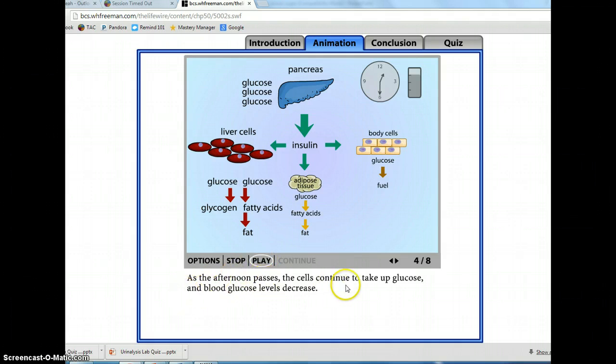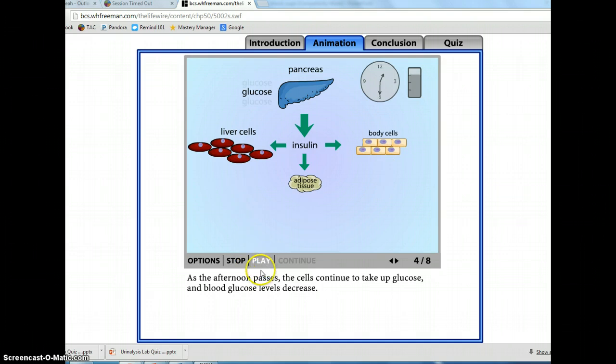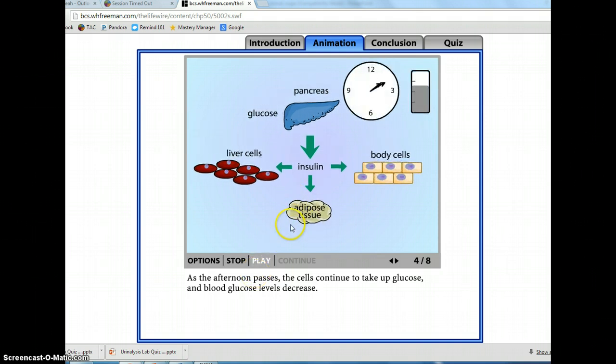As the afternoon passes, the cells continue to take up glucose and blood glucose levels decrease. So you haven't eaten in a while, and the sugar in your blood decreases. So here's your blood sugar level decreasing. By 6 o'clock, all the glucose from the spaghetti lunch has been absorbed and blood glucose levels have fallen further. You start getting maybe tired. The low blood glucose puts a brake on insulin release from the pancreas. So now the pancreas stops releasing insulin, a feedback inhibition here.